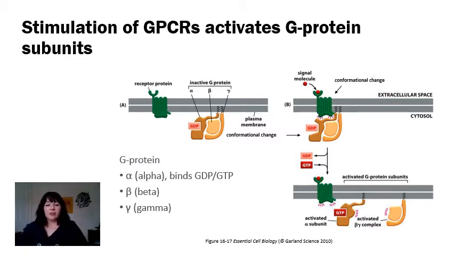Now, once the G protein is activated, that is what stimulates the subunits to split apart. And what we usually see is the alpha subunit separates, and then the beta and gamma subunits stay together. So this trimeric protein splits into two parts.